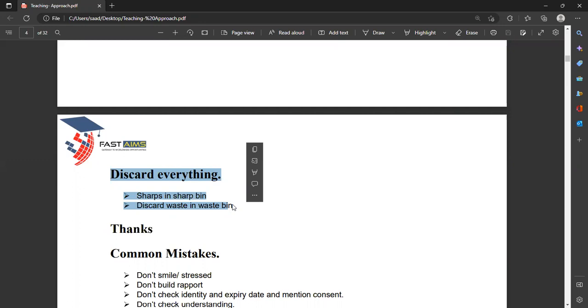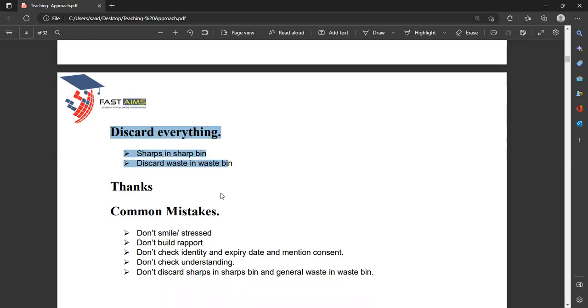If the bell rings, if 8 minutes are over, just discard quickly, but discard everything. If you are wearing the apron, if there is general waste like strips, paper towel, or anything, just discard everything. Well, in urine dipstick, do not discard urine, because the examiner would say don't discard it. But in a real setting, you have to discard the urine sample as well. And at the end, say thanks.